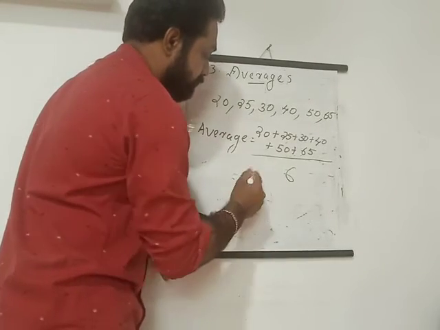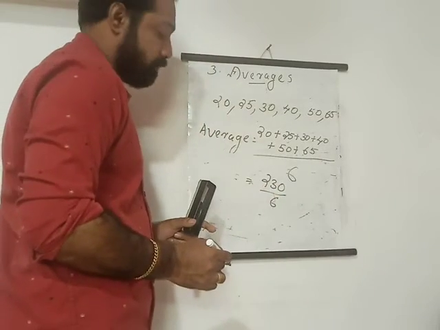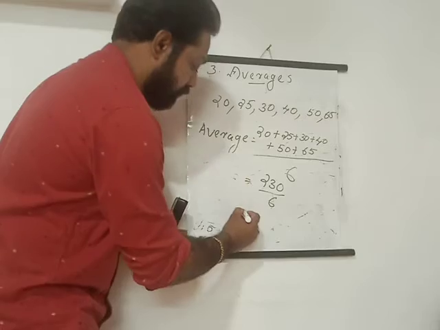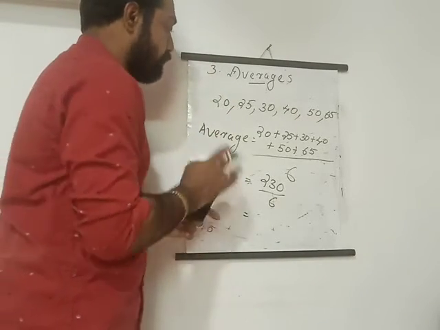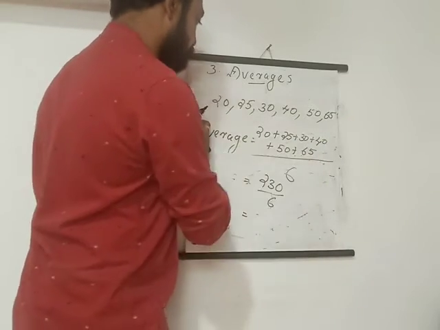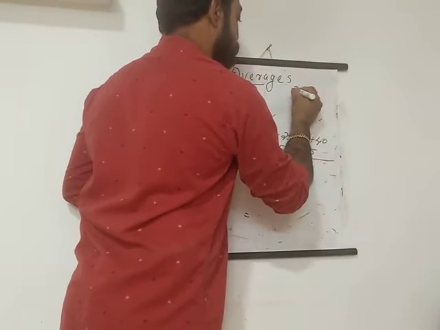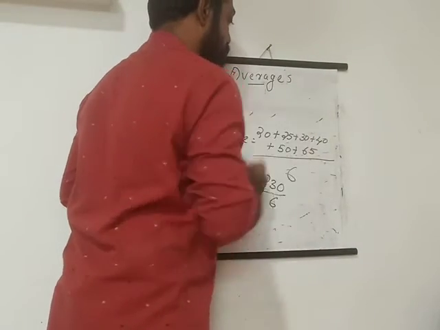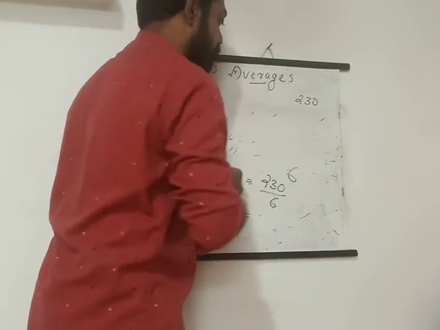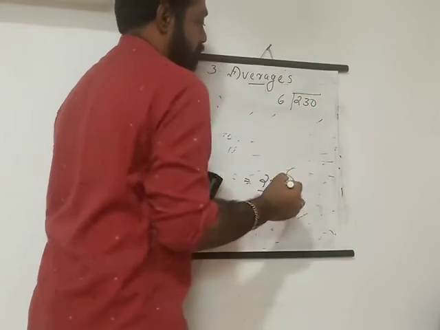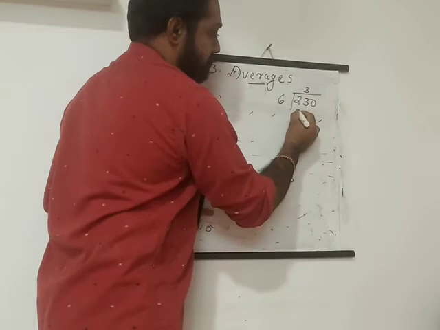Then 230 on the numerator divided by 6, isn't it? Then the next step is what we need to divide. Okay, this one we won't get the correct answer directly, so that 230 by 6 we have to divide and find. Okay, so 230. Erasing it. Okay, 230 by 6. So what we'll get is 8.